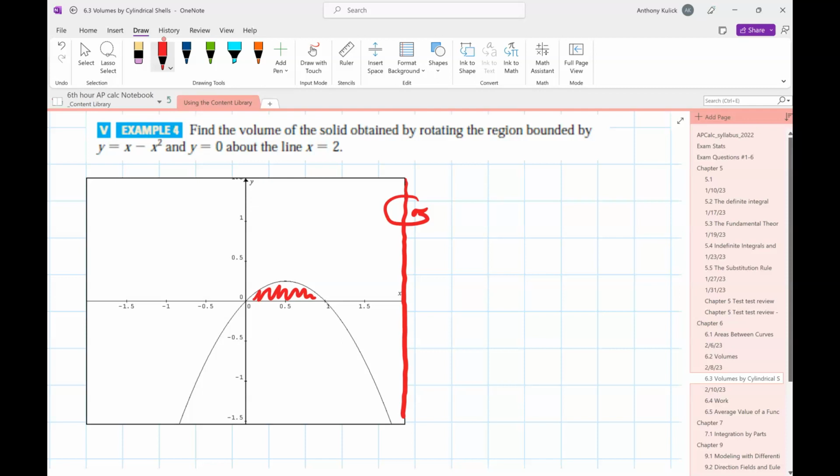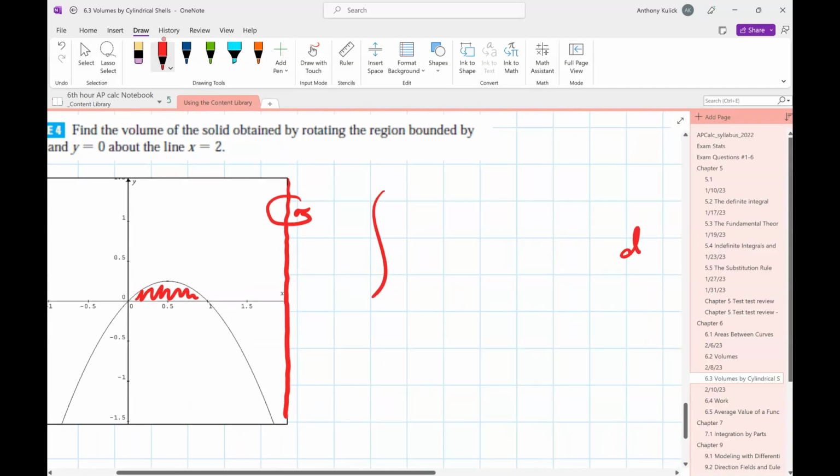Okay. First things first, are we integrating with respect to x or y? It's y. It's the opposite rule as the disks. It's x. Wait, how did you know that? Well, it says rotate about the line x equals 2. So it doesn't matter which way you do your circle, right?